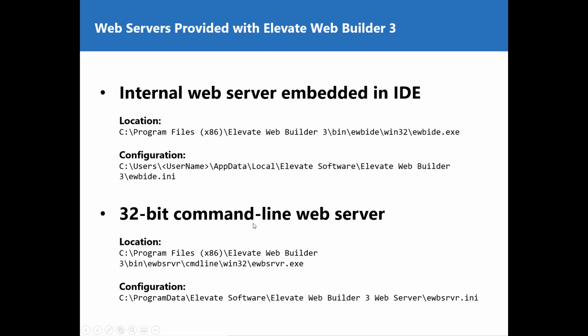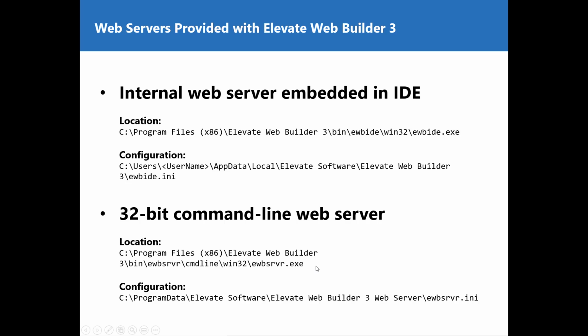There's also a 32-bit command line web server. This is for development purposes. It's a 32-bit Windows console application, so it can just be run on demand. There's a start menu entry for it that's created during installation. However, it does actually use the standard location for the EWB server ini file, which is in the program data folder.